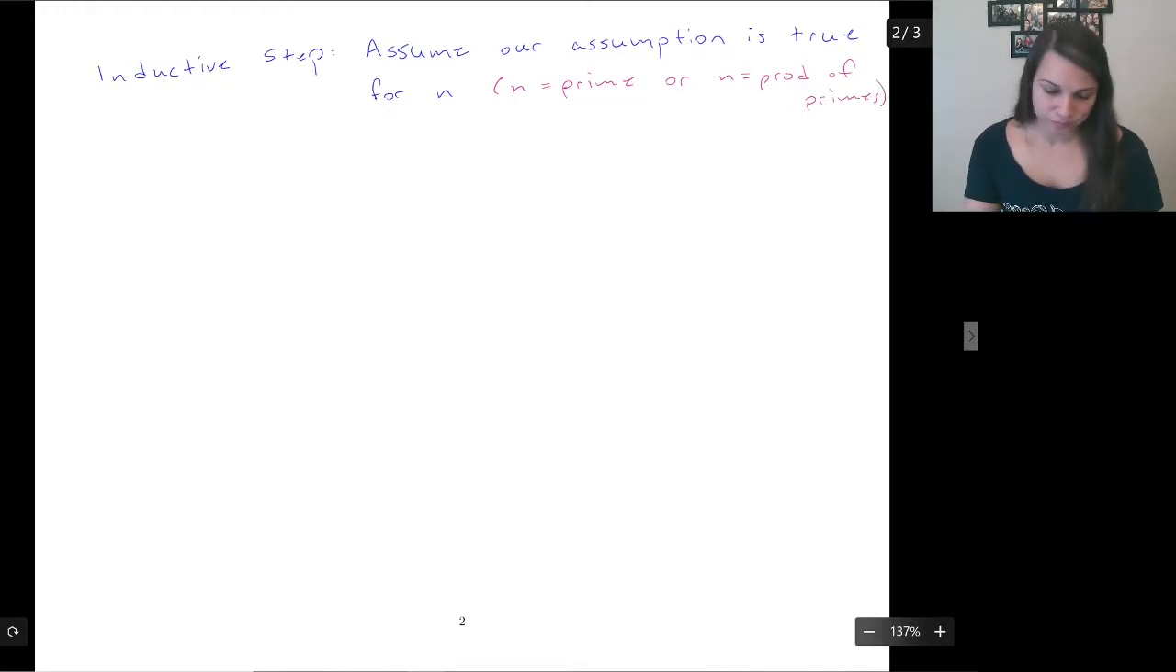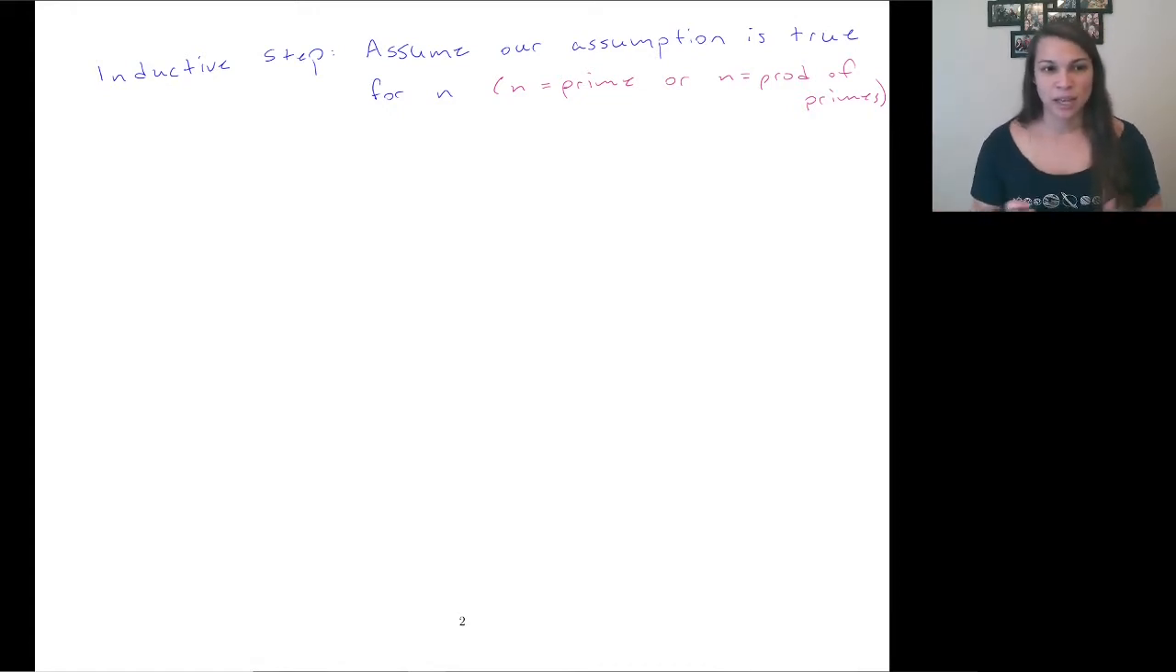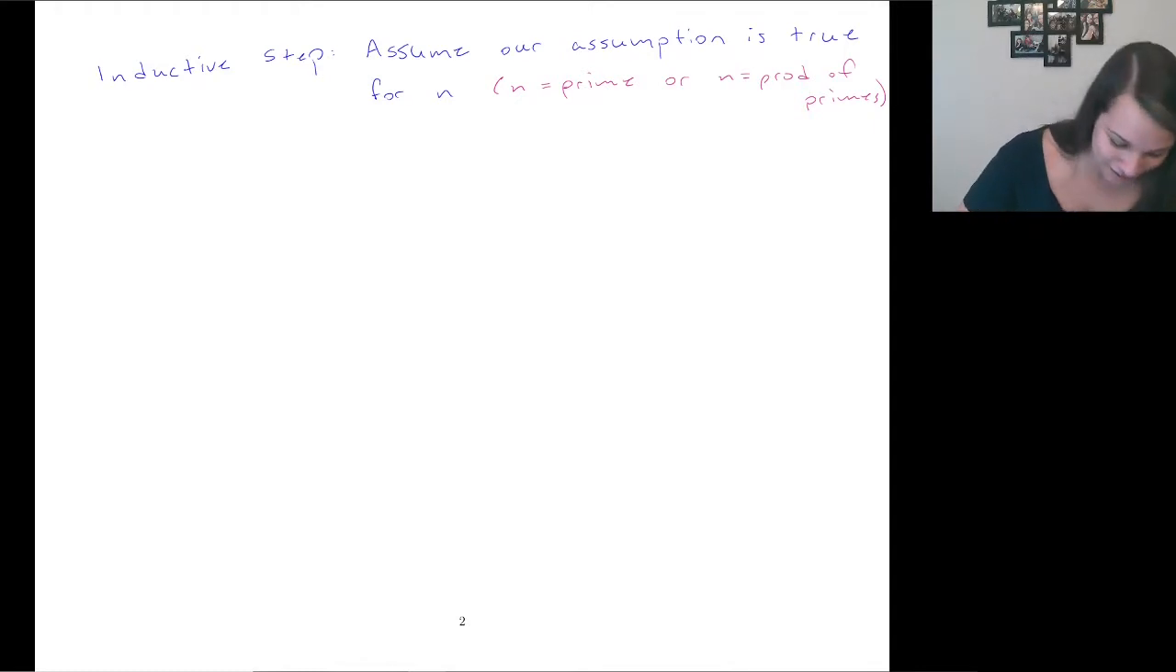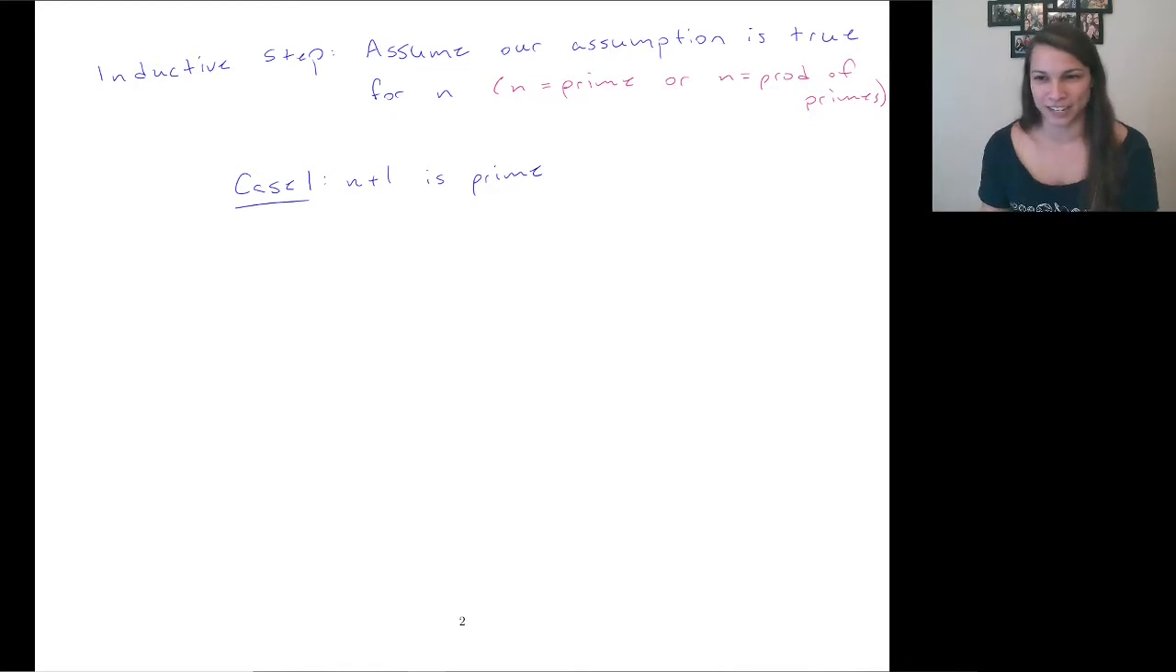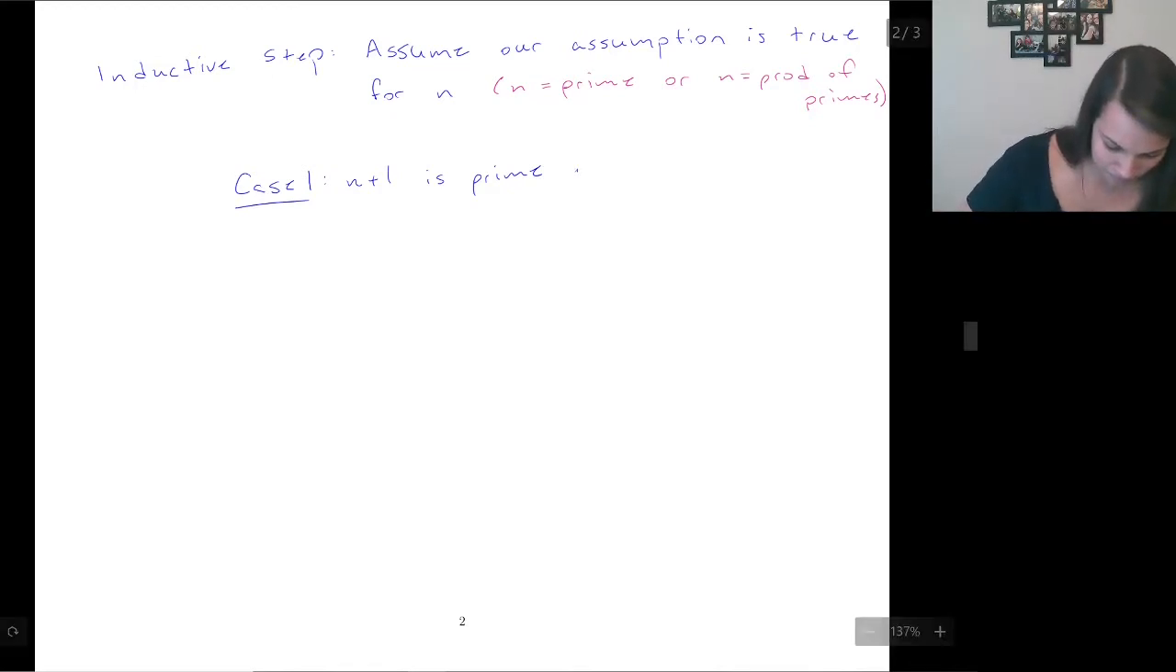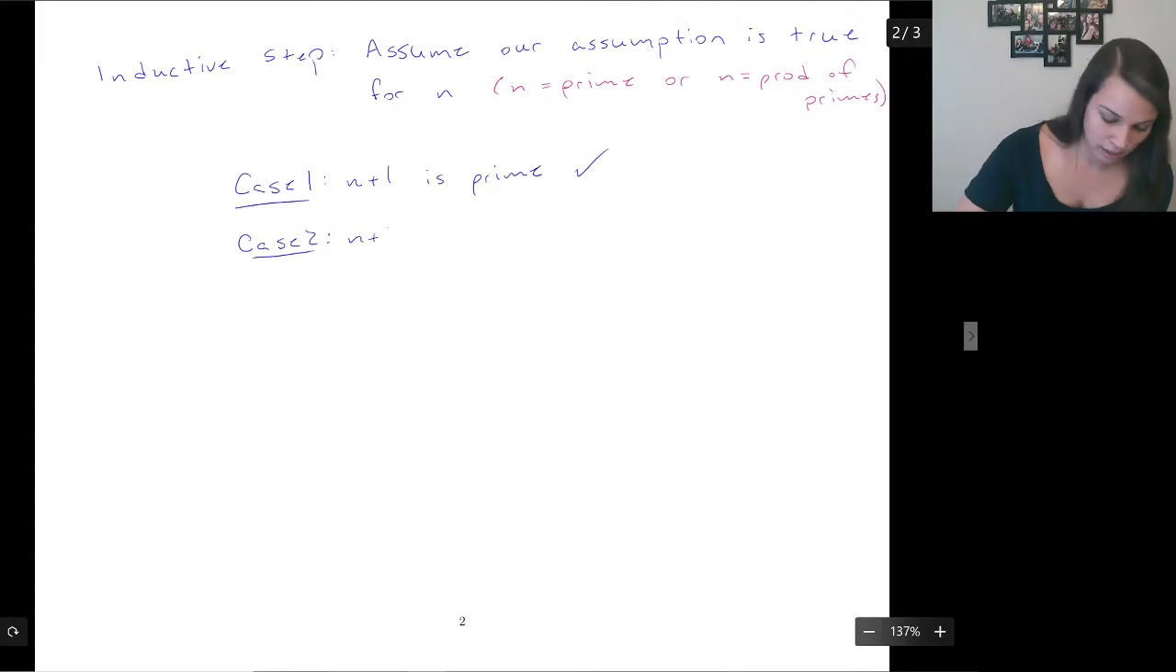Okay, so now we're going to do this for n plus 1, and it's like, well, it depends. What's going on with n plus 1? There are two very different things that could be going on. Maybe it's prime, maybe it's not. Let's do cases inside of our induction, because why not? Case 1, n plus 1 is prime. Well, if it's prime, we're done. So then the other case is it is not prime, and I need to show that it can be expressed as the product of primes.